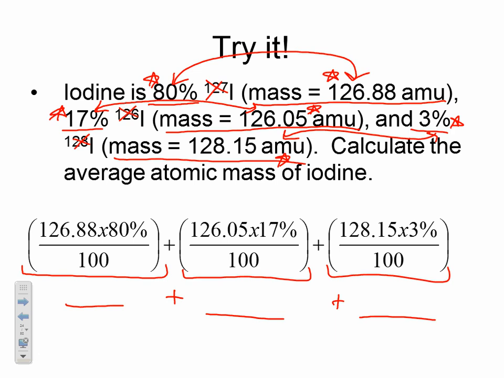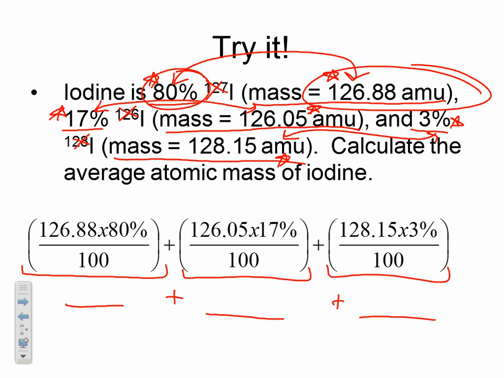First of all, I can make a prediction. Which of these masses is the average atomic mass going to be closest to? Well, it's whichever one is weighted heaviest. Iodine is 80%. That's a really large percentage of this mass. So I anticipate that the mass is probably going to be pretty close to 127. It's not going to be closest to 128 or 126. It's probably going to be right around 127.